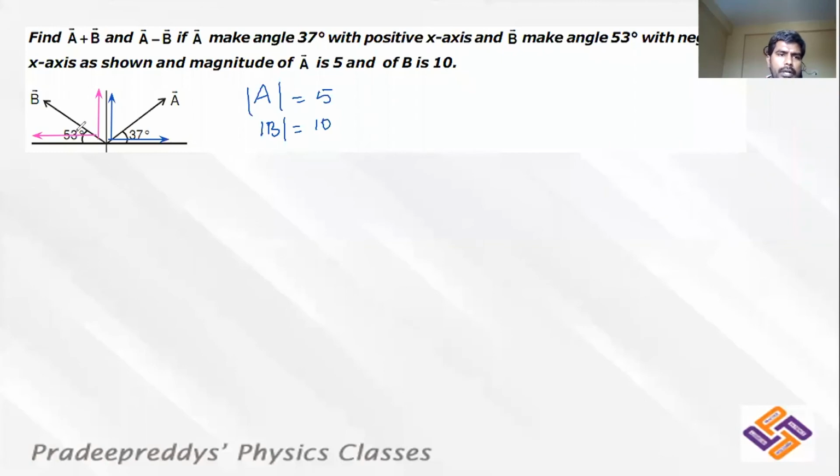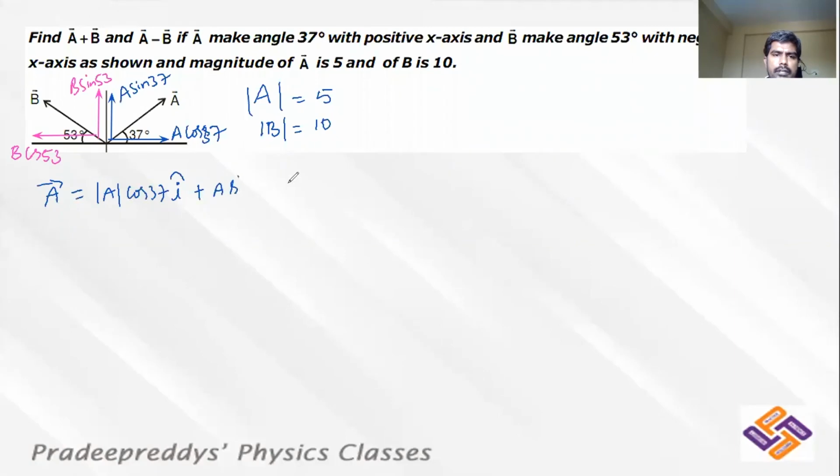Okay, so if I write those components, what do you get? It is B cos 53 and this is B sin 53. Likewise, this is A cos 37 and this is A sin 37. See, remember 53 is with the horizontal, so as it is the horizontal adjacent side, it is represented with cos. Now how do you write A bar? A bar is equal to magnitude of A into cos 37 I cap plus A sin 37 into J cap.